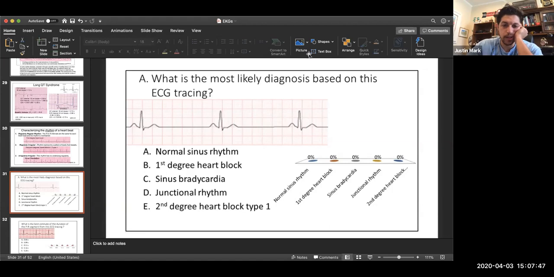As you guys are looking at a lot of EKGs, you could just tell eventually that this is a very slow heart rate, right? I didn't actually calculate the rate, but you can just tell.